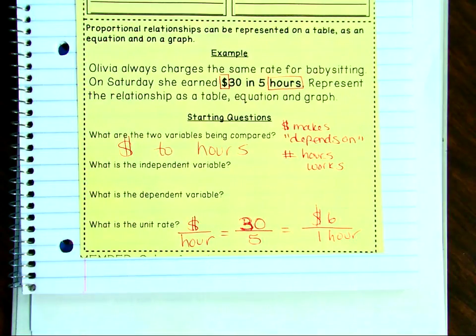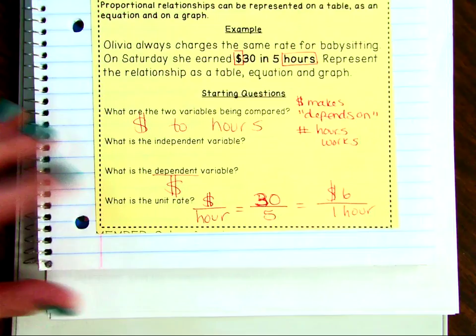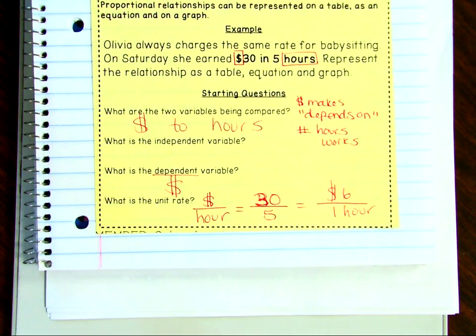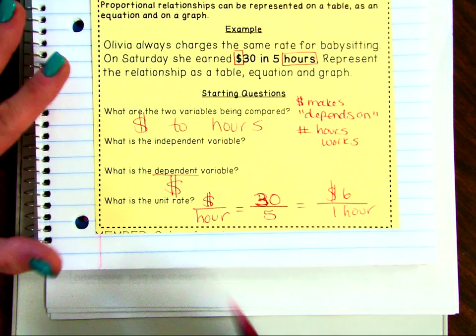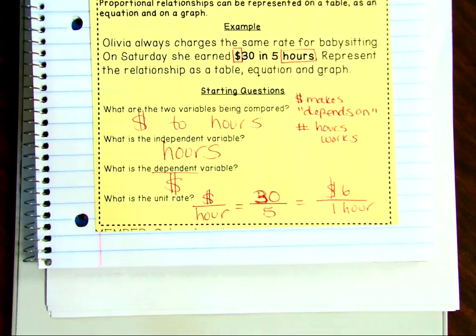So, if the money depends on the hours, then the money is the dependent, right? I'm going to look at dependent and put money, because that's what depends. Here's the deal. Don't worry, on our next test I'm not going to ask you to define these or anything. It's just a good thing to talk about. So the hours is the independent, okay?